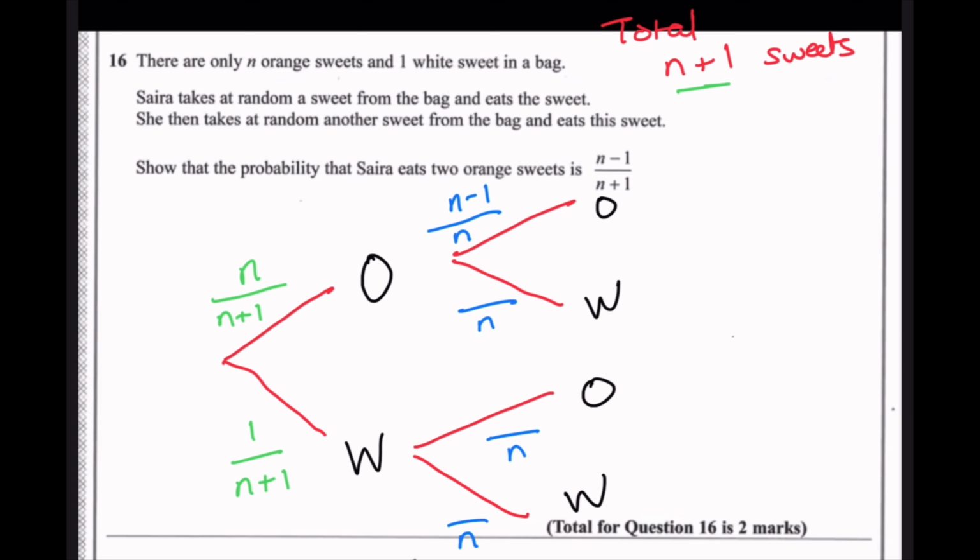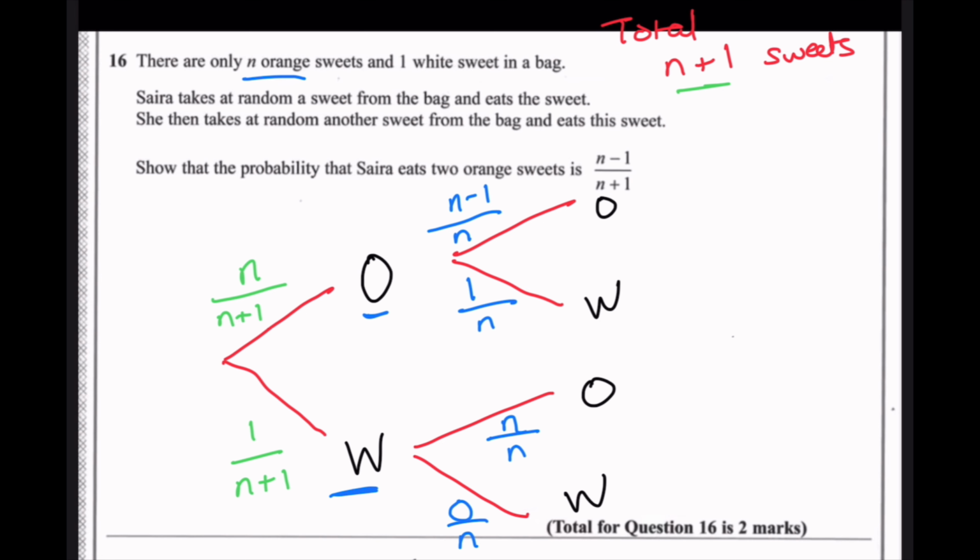There is still, if I took an orange first, there's still 1 white sweet left in the bag. However, if I took 1 white sweet first, there are now no white sweets left in the bag because I only had 1 to begin with. So 0 over n. And there are still, if I took a white sweet first, there are still n orange sweets in the bag. So n over n. So this is my tree diagram for this model.